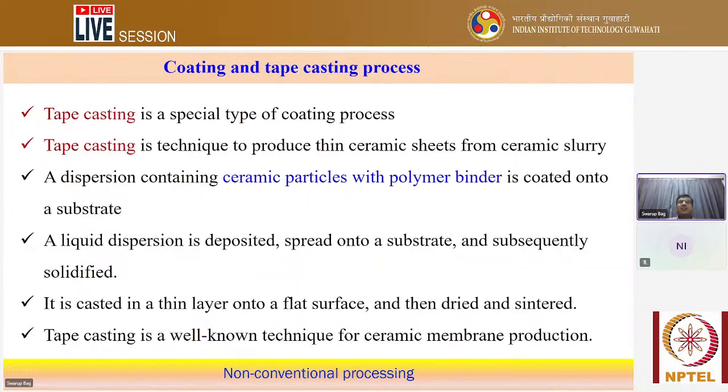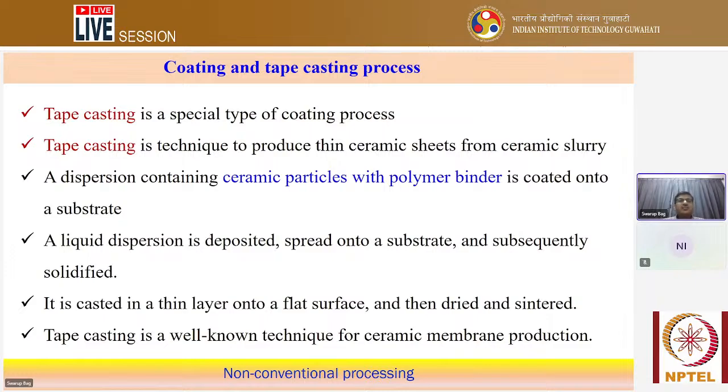Now, another process is the coating and tape casting process, which is another non-conventional process. Coating is important, and one typical coating process is known as tape casting. Tape casting is basically a special type of coating process. It is used to produce very thin ceramic sheets from the ceramic slurry. First a dispersion is created containing the ceramic particles and some binders, usually polymer binders, and that is coated over a substrate.